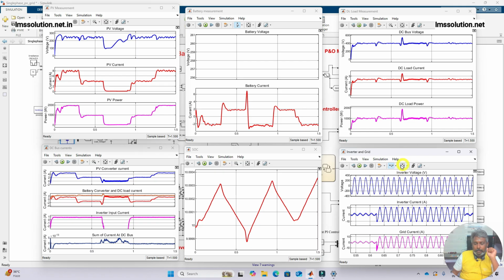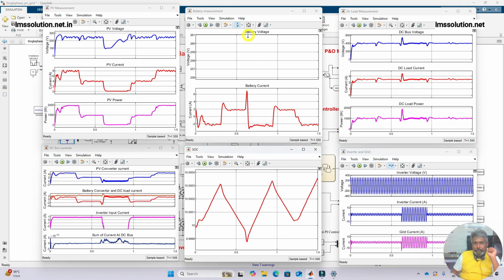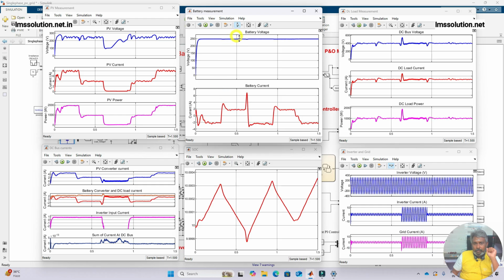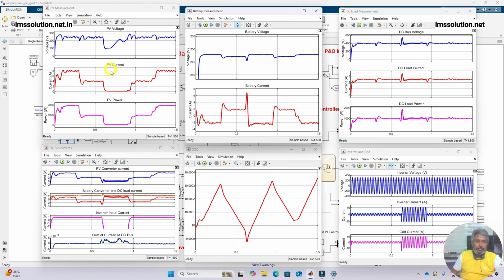Here you will also see the variation of voltage and then battery currents. This is the variation of PV current, voltage and power, and the variation of battery voltage and current. And this is the variation of the SOC of the battery. So charging, discharging, again charging and again discharging, according to the conditions we included in the system.